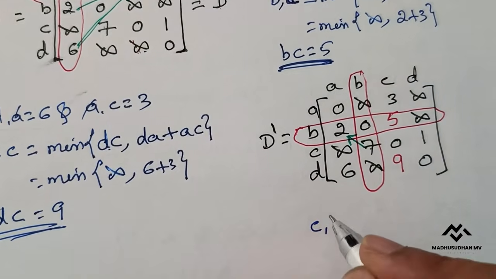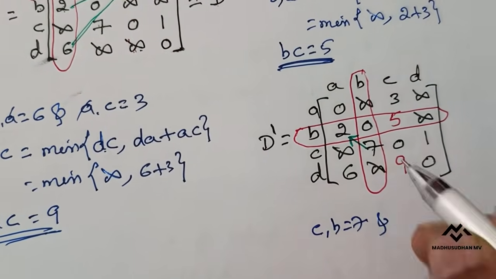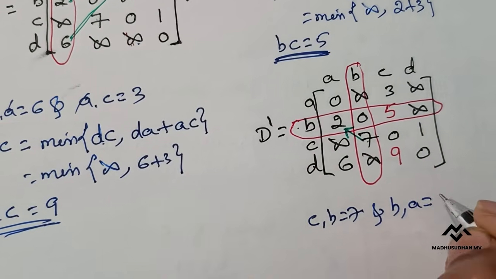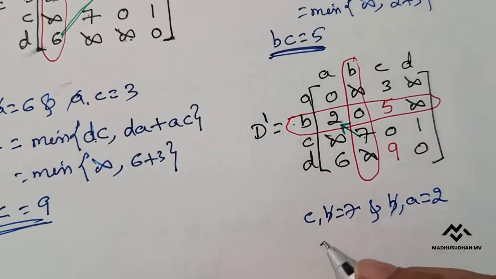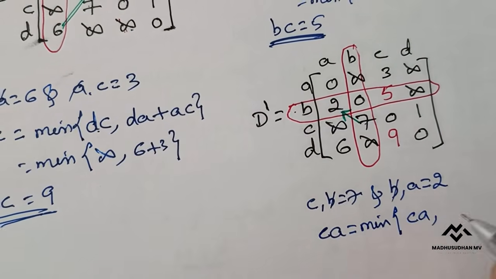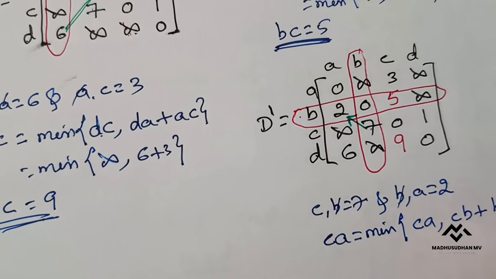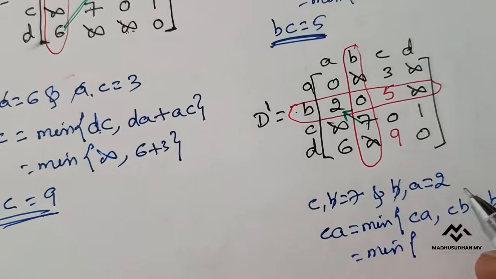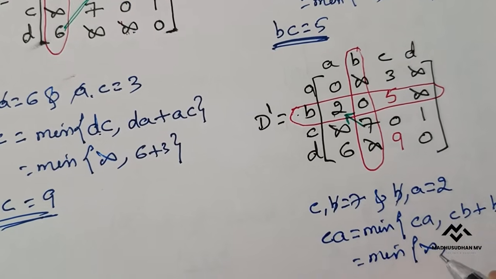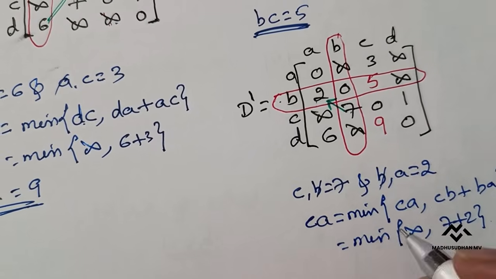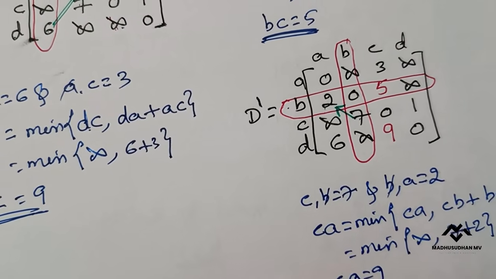The column value is 7, that is C comma B. C comma B is equal to 7. And this row value is B comma A. B comma A is equal to 2. So BB gets cancelled. So CA is equal to the minimum of CA comma the path CB plus BA. So the minimum of CA: C to A is infinity, comma, CB is 7 plus 2, 9. So 9 is minimum. So CA I got 9.